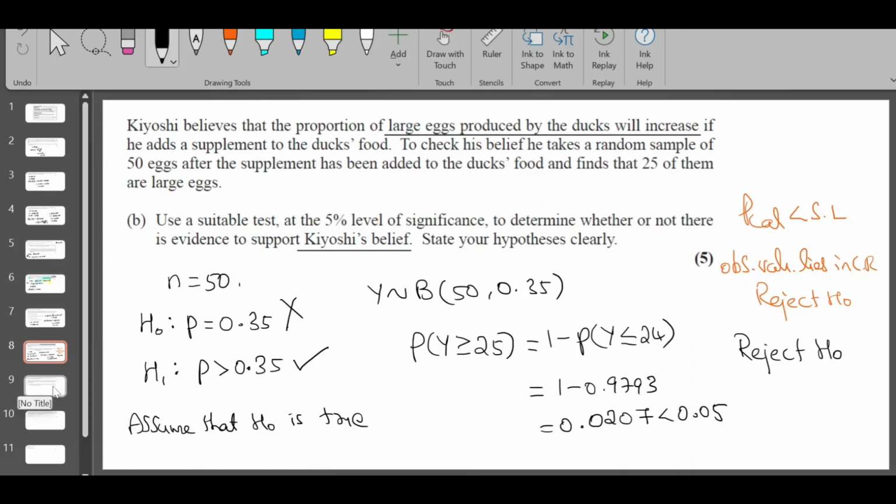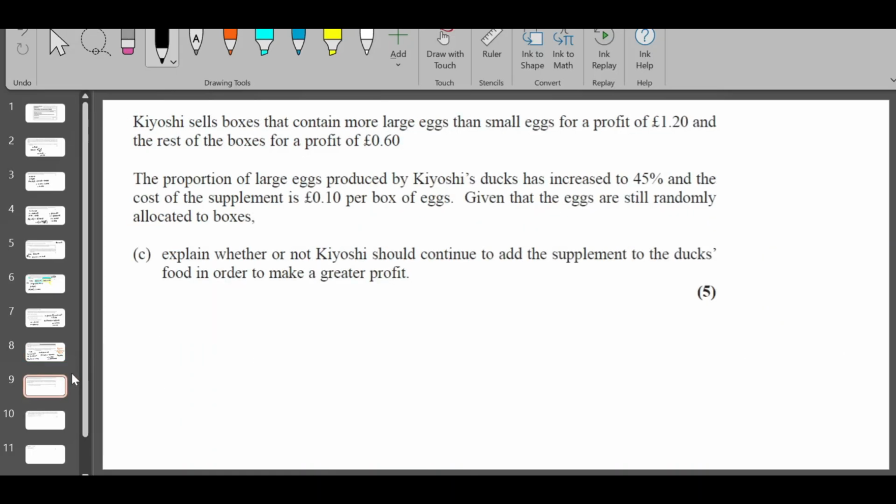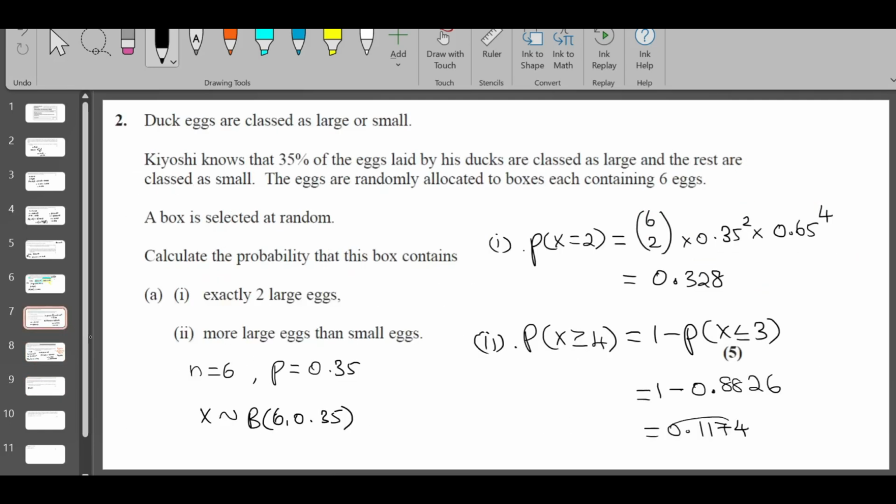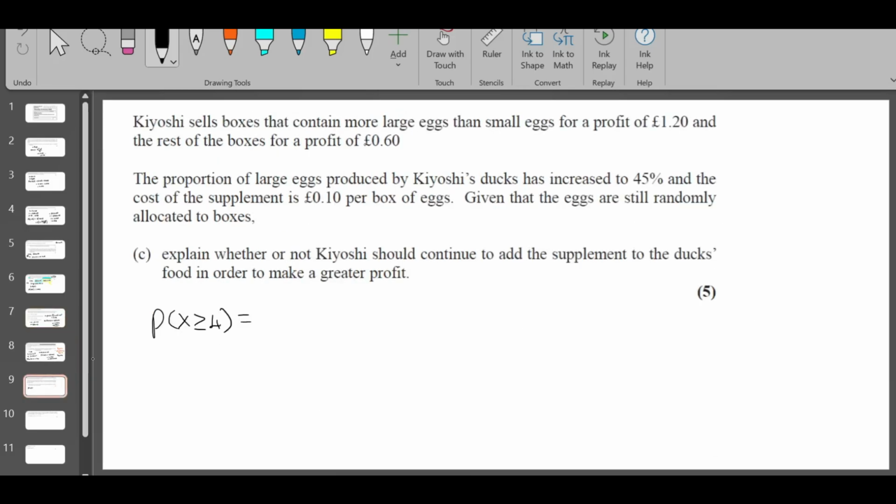Okay, next, part C now. He or she sells boxes that contain more large eggs than small eggs. So the probability for that is, we calculated it here, 0.1174.